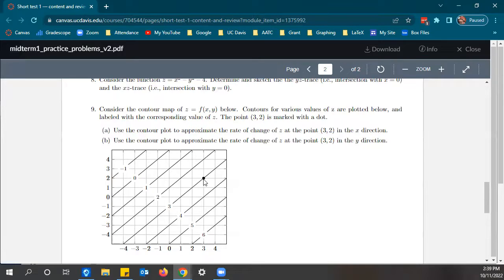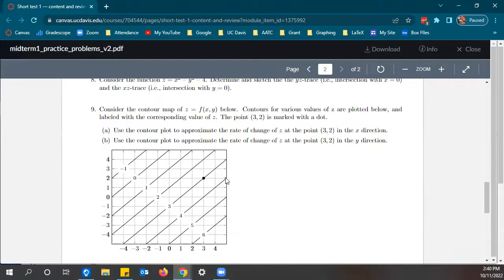So the way I would do this, since things look pretty constant, is I would say, okay, if I start at this point here, which is at the x value of 3, and I move over here to an x value of 5, so my run is 2. I've increased x by 2. How much has z changed by? Has it increased or decreased by 1?